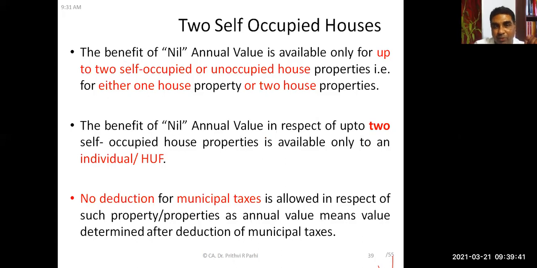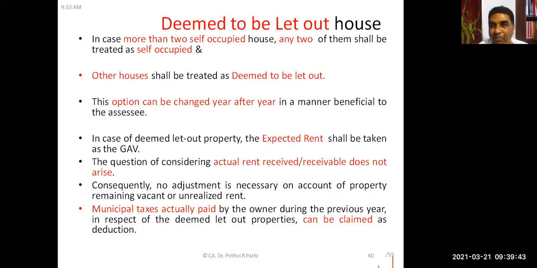In self-occupied houses, NAV shall be taken as zero, and NAV comes after adjustment of municipality tax. So after deducting municipality taxes, net annual value is zero. So there cannot be any loss on account of municipality tax. There can be loss on account of interest on borrowed capital.